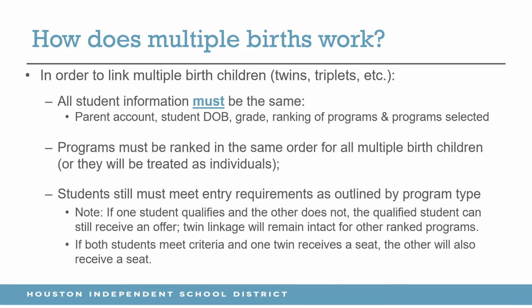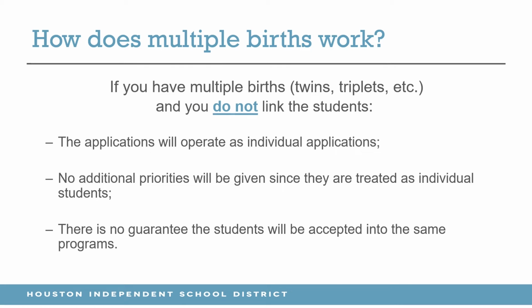If one student qualifies and the other does not, the qualified student can still receive an offer. Twin linkage will remain intact for the other ranked programs. If both students meet the criteria and one twin receives a seat, the other will also receive a seat. If you have multiple births, twins, triplets, etc., and you do not link the students, the applications will operate as individual applications. No additional priorities will be given since they are treated as individual students. There is no guarantee the students will be accepted into the same program.